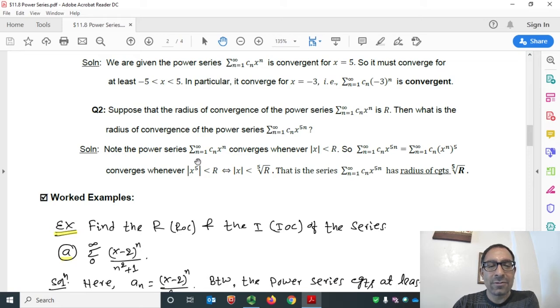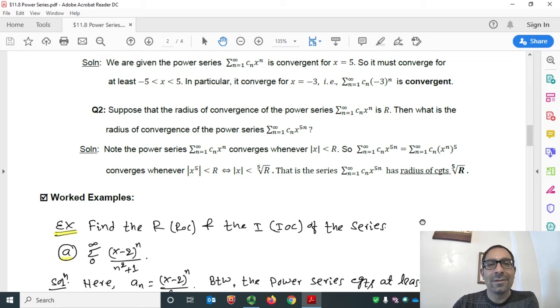Solution. Note the power series summation c_n x^n converges whenever the absolute value of x is less than R. So the given series, summation c_n x^(5n), which is the same as summation c_n (x^5)^n, converges whenever x^5 is less than R. That means x is less than the fifth root of R. So the radius of convergence of this given series c_n x^(5n) is the fifth root of R.